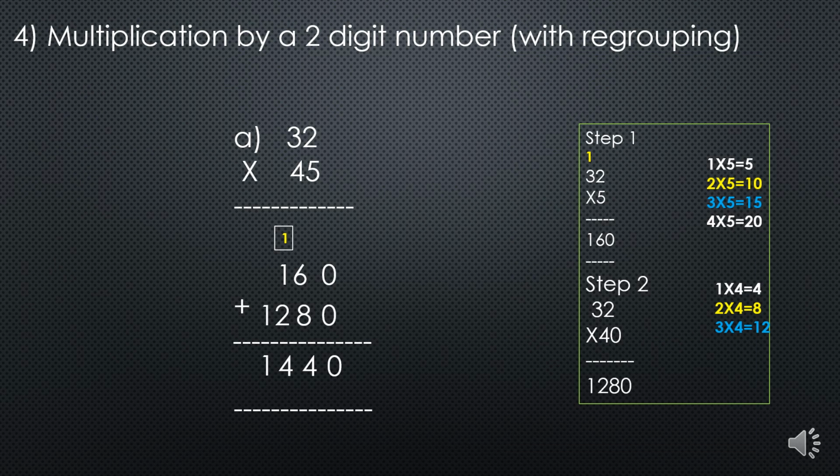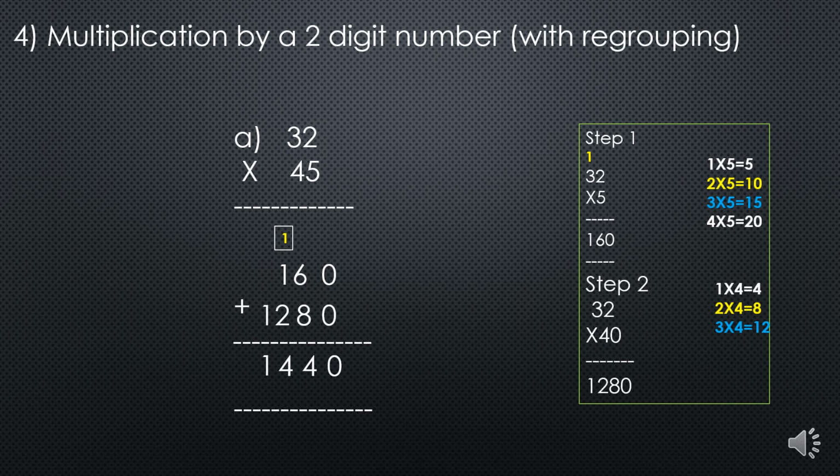Next, we are discussing multiplication by a two-digit number with regrouping. The question given is 32 into 45. We want to multiply 32 by 45. That we want to do in 2 steps. First, we want to multiply 32 by the unit digit 5. Then we want to multiply 32 by the tens place digit 4. Then we want to add the answers.